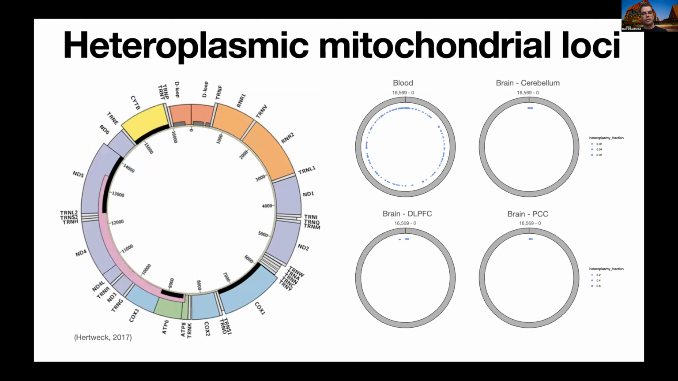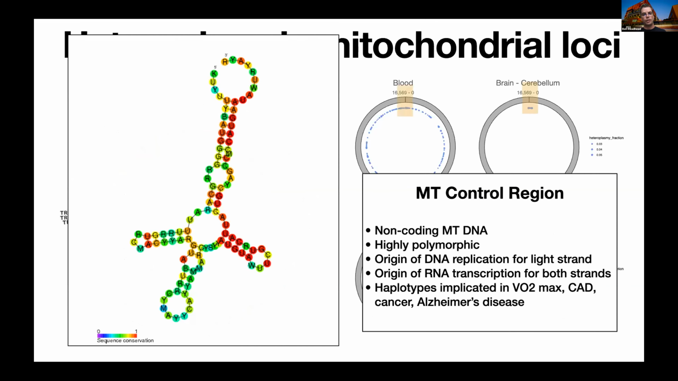One of the things we can ask is, of this heteroplasmy, what is the distribution around the mitochondrial genome? In these four smaller circles on the right-hand side, we see that the heteroplasmy detected in blood samples is distributed around the entire mitochondrial genome. This is contrasted with the brain-derived samples, where the heteroplasmy is restricted to a fairly narrow region of about 500 to 800 base pairs, set right around the breakpoint. This is a region called the mitochondrial control region, which is the longest stretch of non-coding mitochondrial DNA.